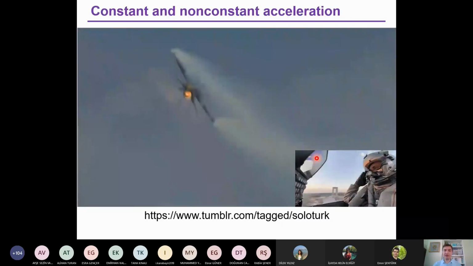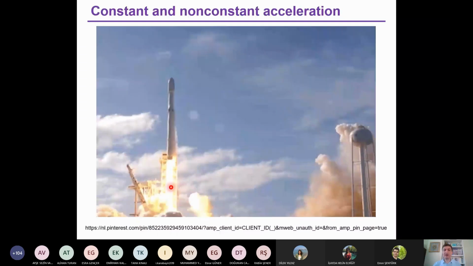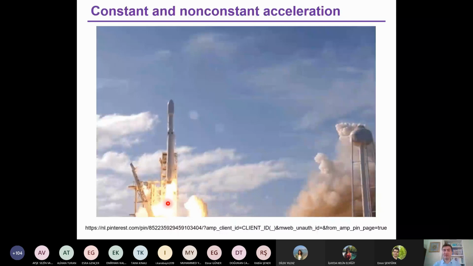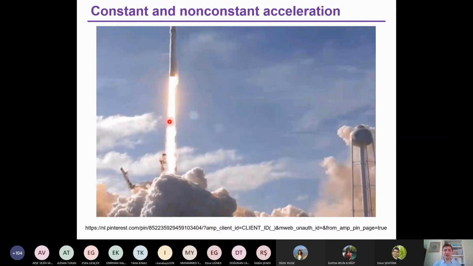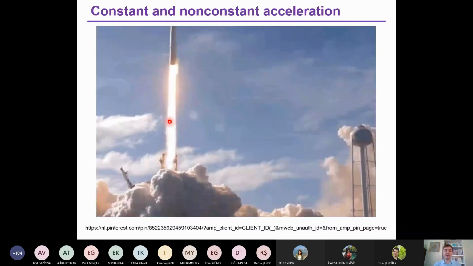Here you see another example. This is the Falcon Heavy from SpaceX. You see it starts again from rest and it reaches very high velocities within a very, very short time. And then there is very high acceleration. So these three examples show us how important acceleration is. It can be constant, it can be non-constant, it can also be 0. We'll discuss all these things within this lecture.